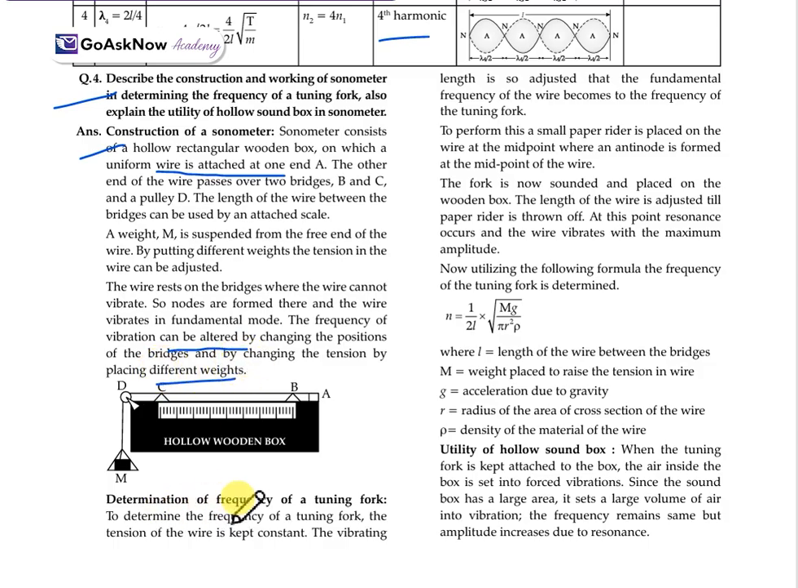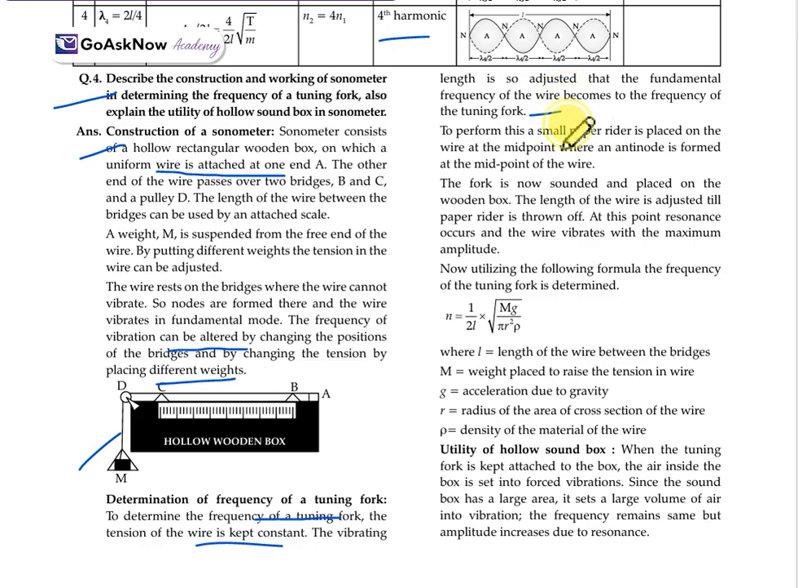So, determination of the frequency of a tuning fork. How can we determine it? To determine the frequency of the tuning fork, the tension of the wire is kept constant. The vibrating length is adjusted so that the fundamental frequency of the wire becomes the frequency of the tuning fork.